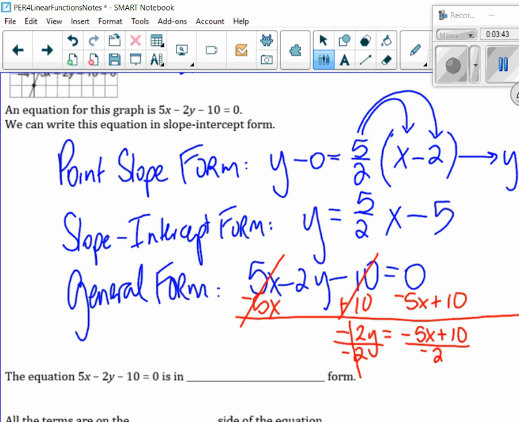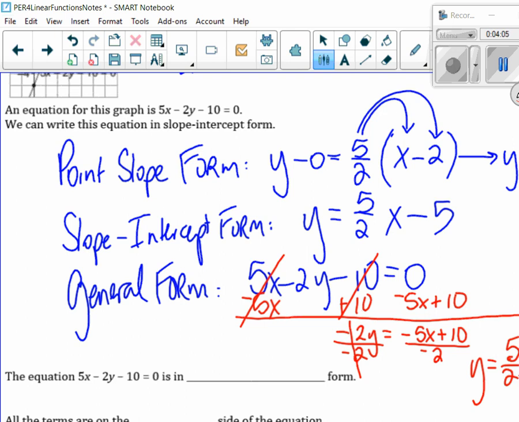You see that this becomes y equals, what do I get there when I have a minus 5 over minus 2? I get positive 5 over 2 x. And what do I get when I divide positive 10 by negative 2? Negative 5. So do you see, they're all the same equation. So you have to be able to change between the three now, okay?